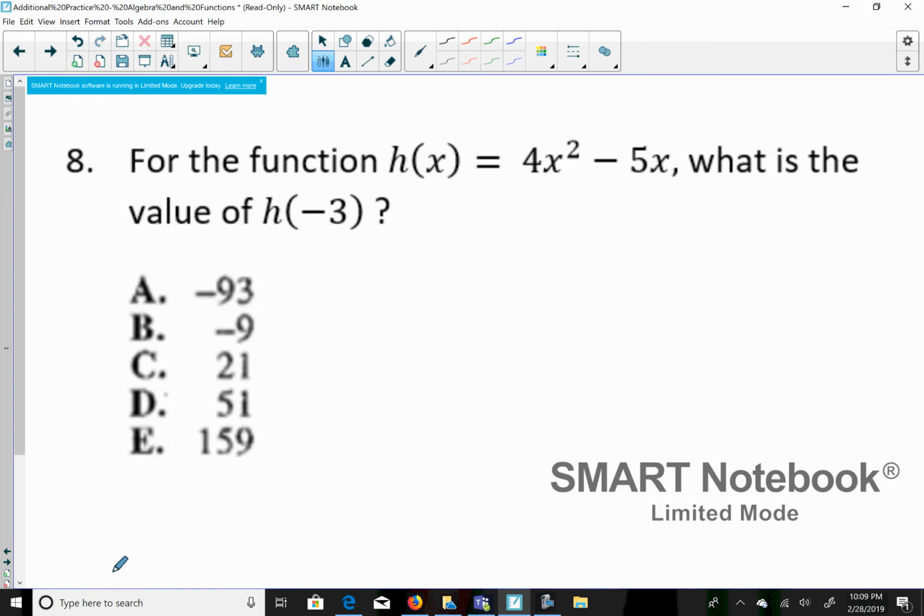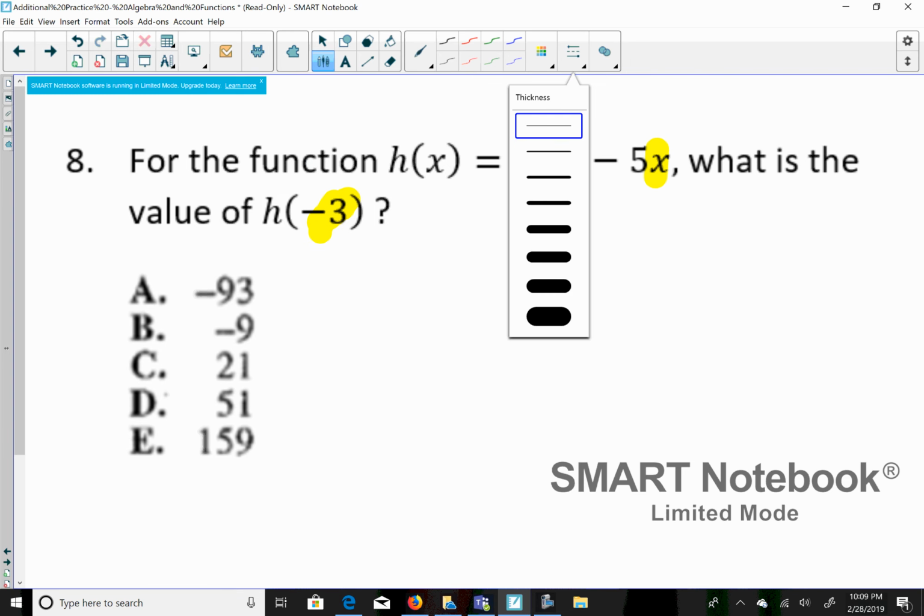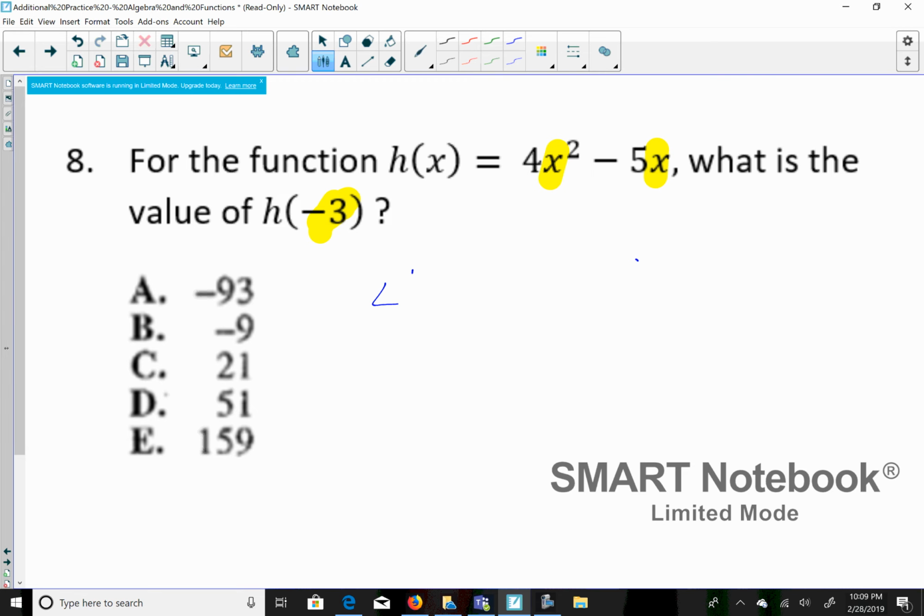Number 8, for the function h of x is equal to 4x squared minus 5x, what is the value of h of negative 3? So in place of the x, all I'm going to do is stick in the negative 3. So I am just going to do that now. And I'm going to have 4 times negative 3 squared minus 5 times negative 3.